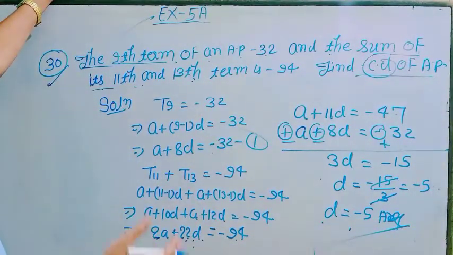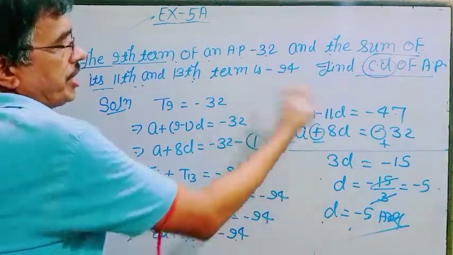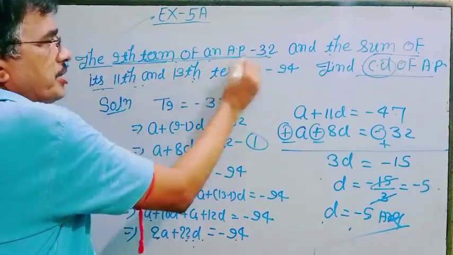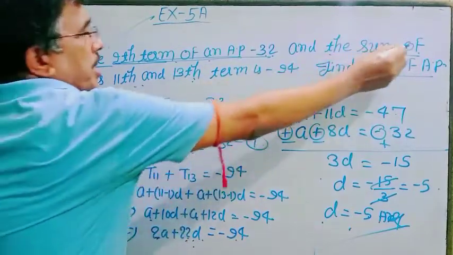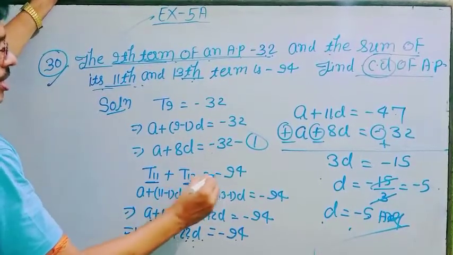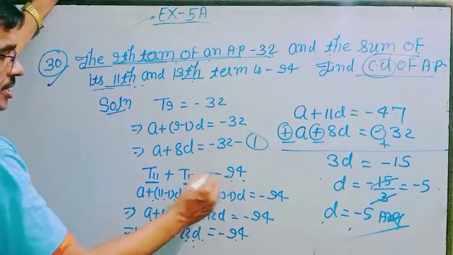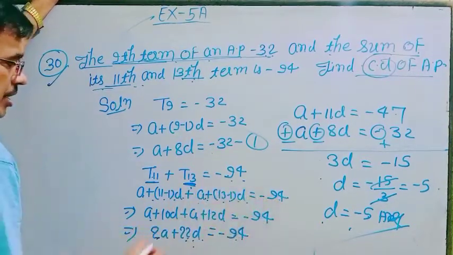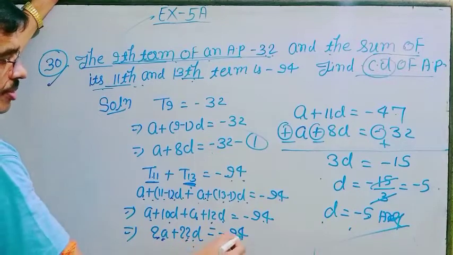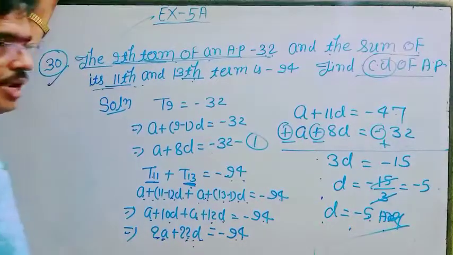If the question asks you what the AP is, then you substitute the value of minus 5 in the first equation and you get A, and then it is clear what the AP is. So there are two equations. The first equation is the 9th term of the AP, that is minus 32, and the second equation is the sum of its 11th term and 13th term is minus 94. The 11th term is A plus 11 minus 1 into D, and the 13th term is A plus 13 minus 1 into D, minus 94. Then A plus 10D, A plus 12D, minus 94. Then 2A plus 22D, minus 94. Then it is clear that D is minus 5. It is the common difference.